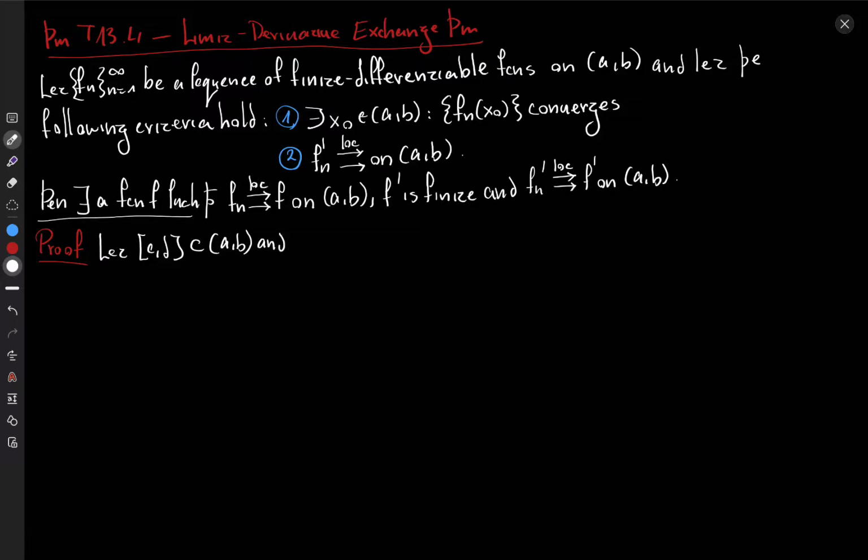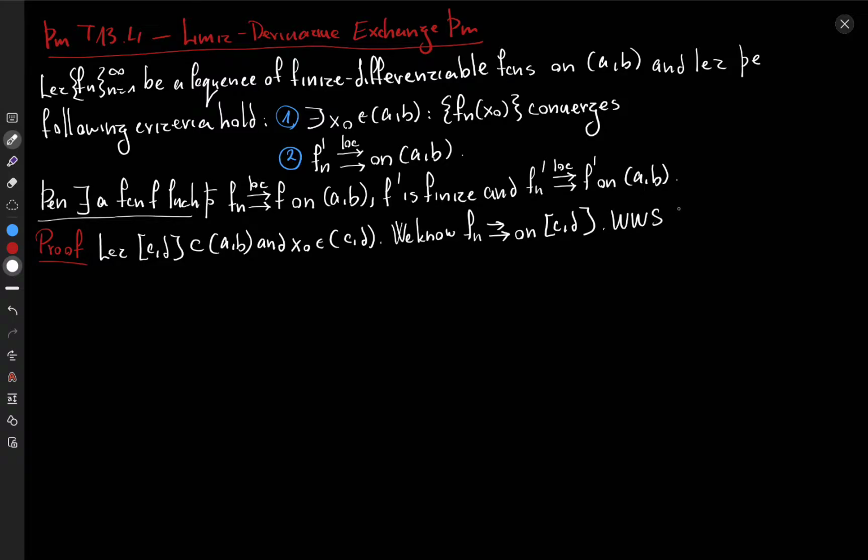And let x0 be an element of the interval CD. No, so it's not an endpoint. We know that fn converges uniformly on CD. This is by assumption. But what we want to show is that they converge specifically to f. Then we will get uniform local convergence to f on the whole AB.